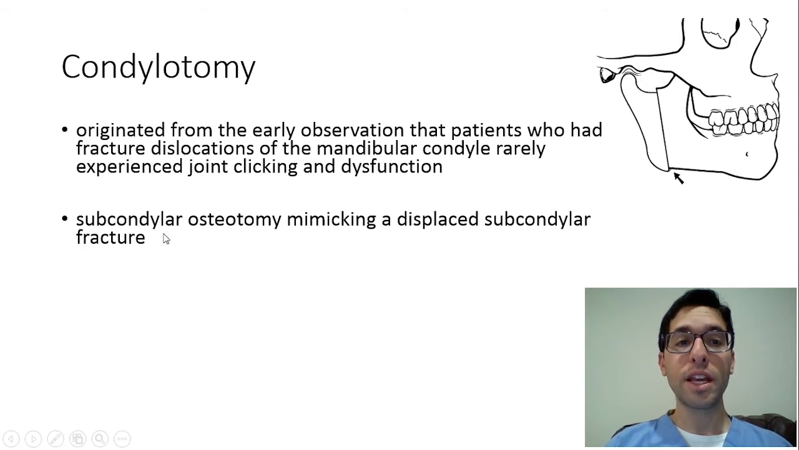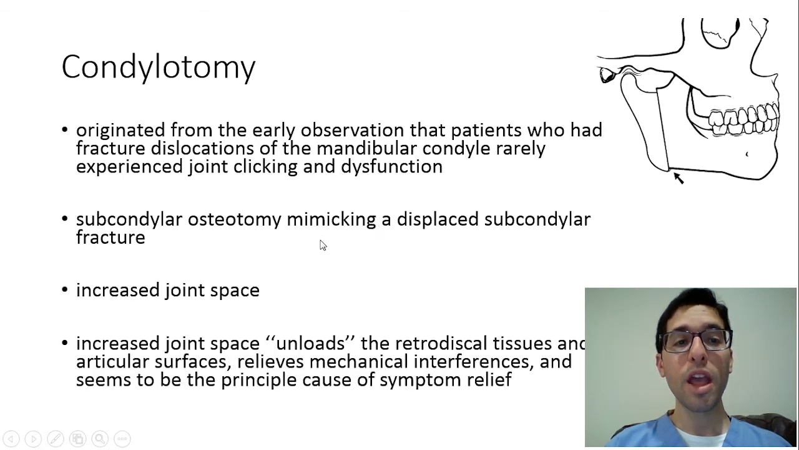So a condylotomy is a subcondylar osteotomy that mimics a subcondylar fracture. And the goal is to increase the joint space. So you can see, because we're displacing this condylar fracture, you're then increasing the joint space. And that should, in theory, unload the retrodiscal tissue, and that should relieve the pain and the mechanical interferences.